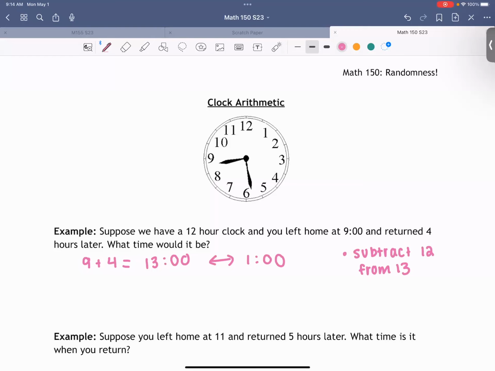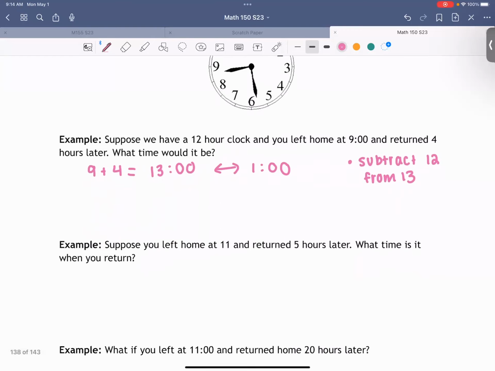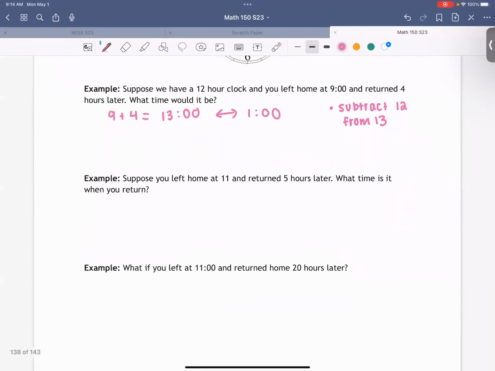Okay. How about this? I have two other examples. The second example is kind of tricky, but I think you'll be able to figure it out. Why don't you do the next two and I'll come back in a bit.